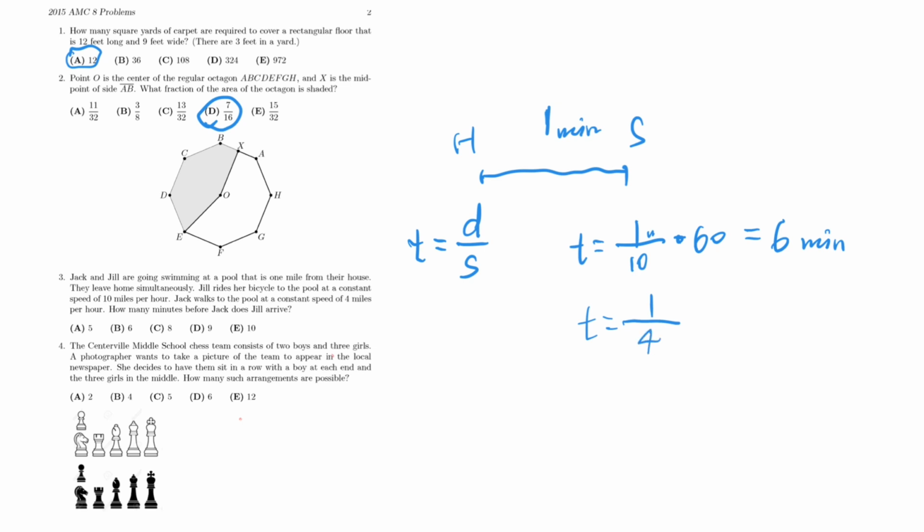And Jack's time: the distance is 1, the speed is 4 miles per hour. So the time is 1/4 hour. Convert to minutes, times 60. That's 15 minutes. So they ask how many minutes before Jack does Jill arrive. Use 15 minus 6. That's 9 minutes. That's the answer D.